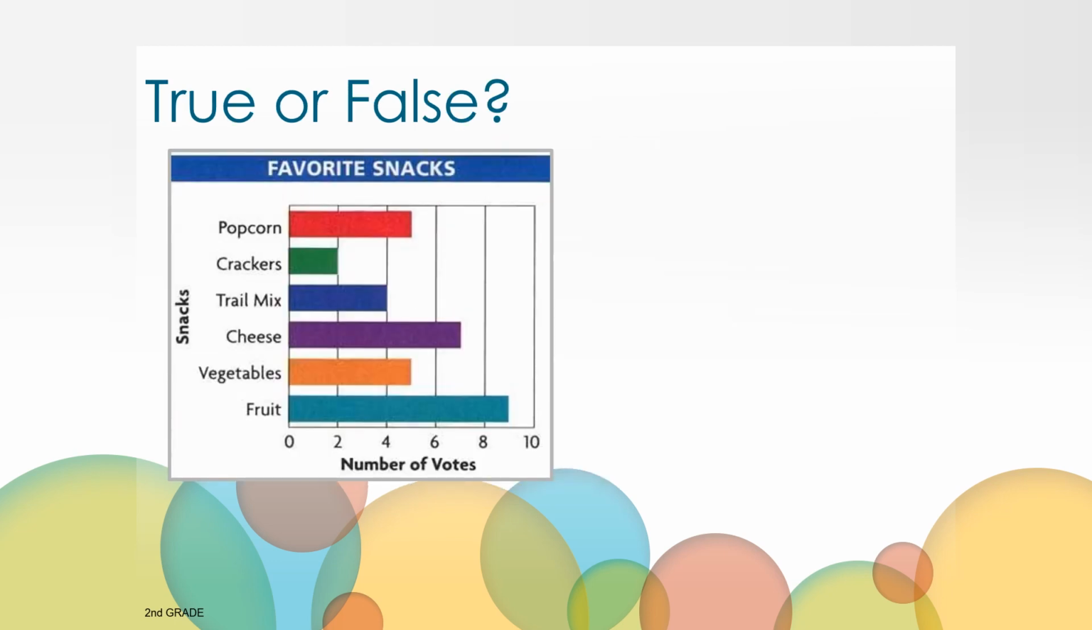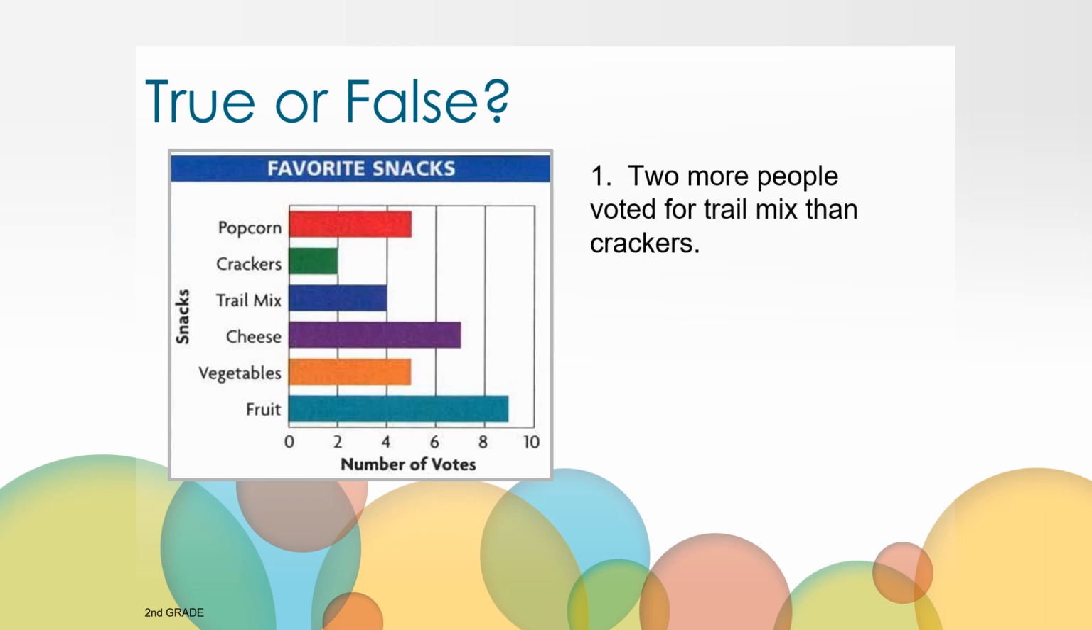A statement will appear next to the graph and I will read it aloud. Your job will be to look at the data in the bar graph and decide if the statement is correct or true, or if the statement is wrong or false. Number 1. 2 more people voted for trail mix than crackers. Is this statement true or false? This statement is true. Trail mix had 4 votes and crackers had 2 votes. 4 is 2 more than 2, so this statement is true.